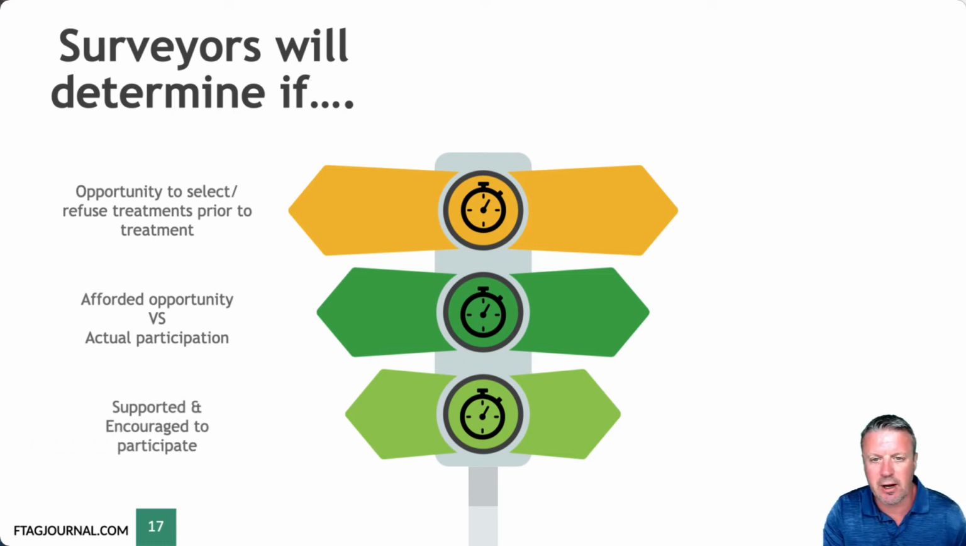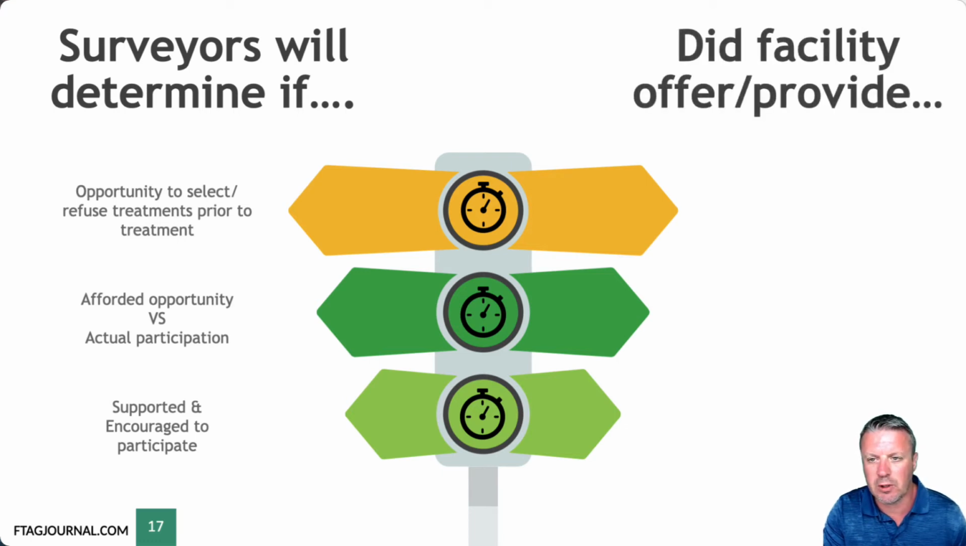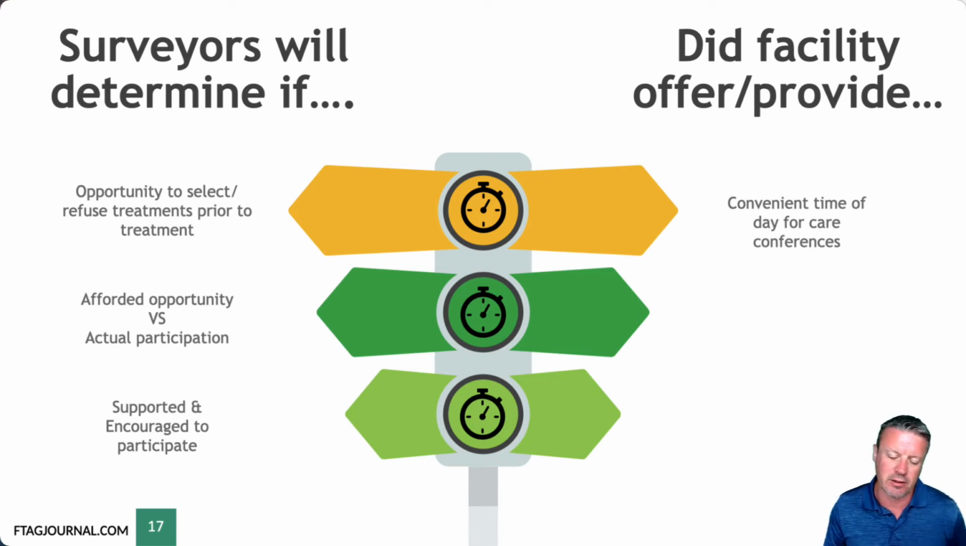So again, the surveyor is going to determine if the resident and responsible party were supported and encouraged to participate. These surveyors will also try to determine if the facility did offer and provide a convenient time of day for care conferences, and that means not only for the resident, but also for the resident's responsible party. What if somebody works Monday through Friday and the social services director is only trying to set up care conferences at 1 or 2 o'clock in the afternoon when the responsible party can't get there? Well, that's not a convenient time, so the facility needs to offer it at a time that the resident's responsible party or family can actually participate.